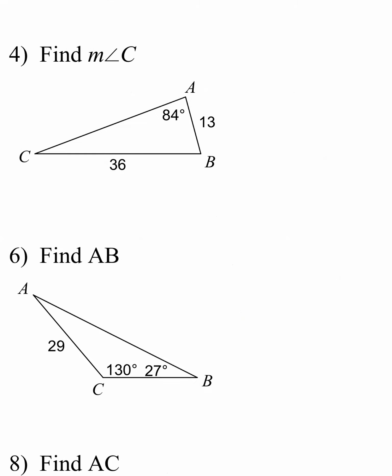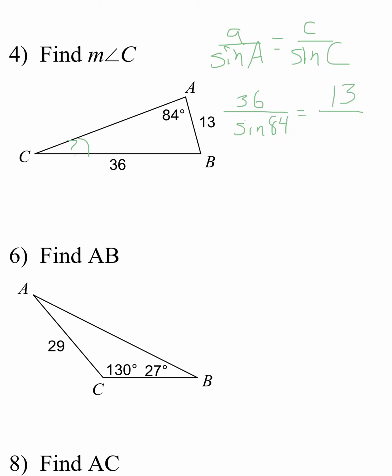Number 4, now I'm trying to find angle C. So let's see what I've got. That's the one I don't know. Looks like I'm going to use a over sine A equals c over sine C, because b I don't care about, there's nothing going on there. So lowercase a is 36 over the sine of 84. Lowercase c is 13 over the sine of capital C. That's the one I don't know.